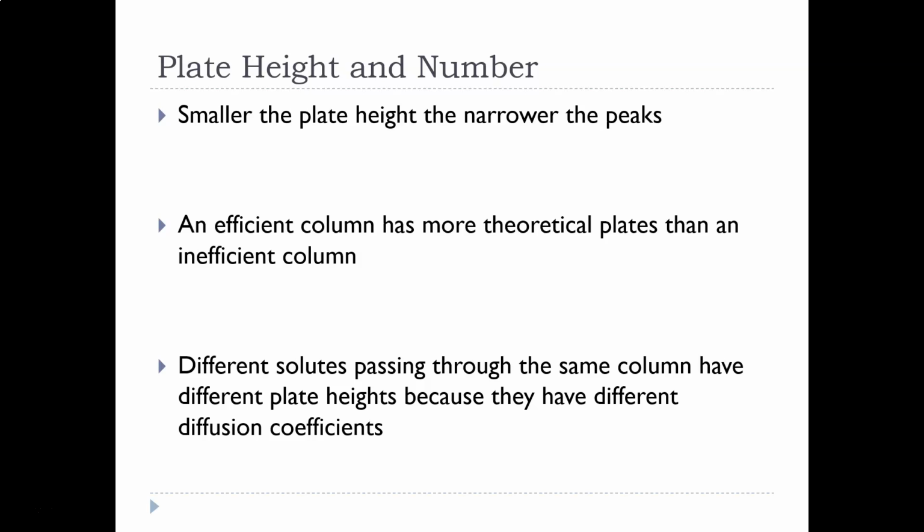Okay, so different solutes in the same column have different plate heights because they have different relationships between the mobile phase and the stationary phase. So to know, smaller plate height, which means more plates, equals narrower peaks, which is good. So a good column has more plates. Okay, that's a good thing.